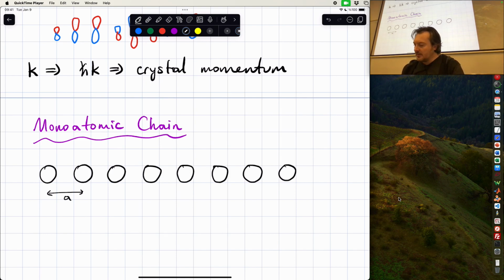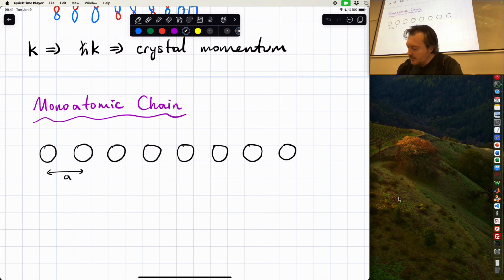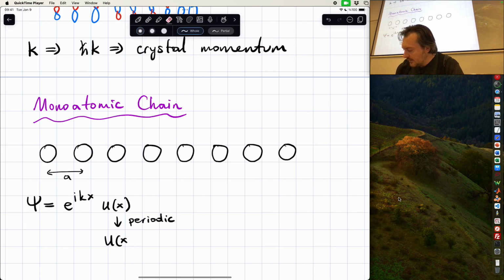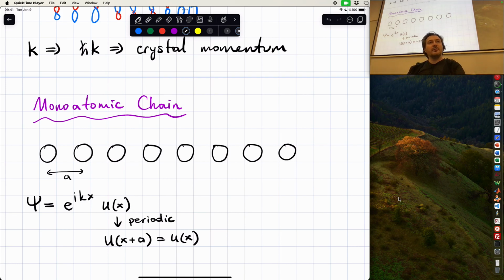So what do we know about this? We know that the wave function of this object is composed of two parts, right? One part was a plane wave, e to the ikx, and the other part was u of x, that is periodic, meaning that u of x plus a is u of x. So far, do you have any question? No? So what does this mean?